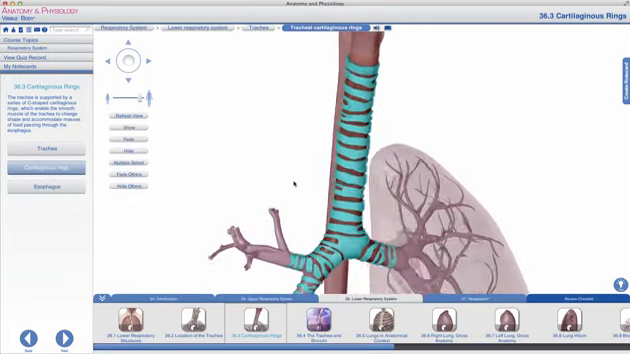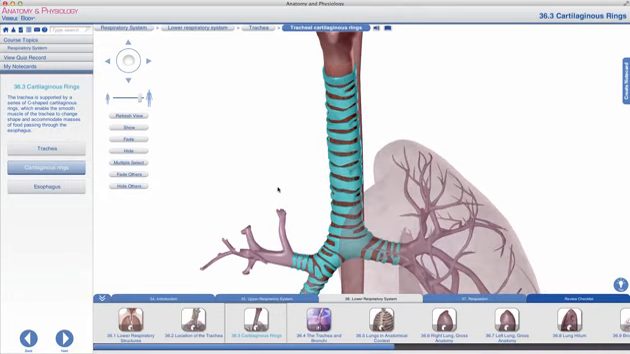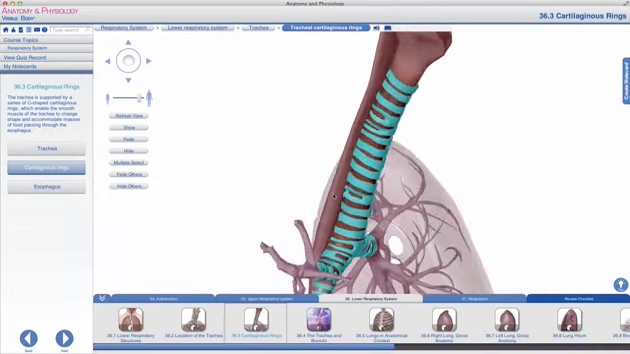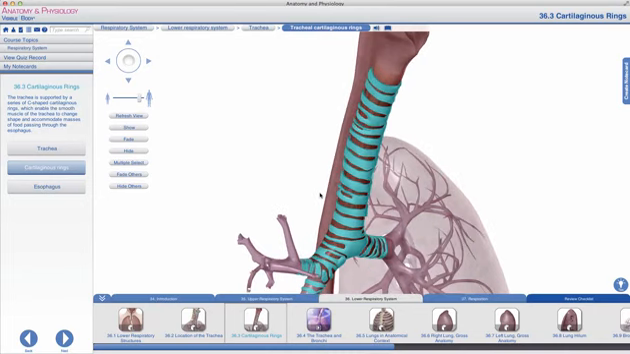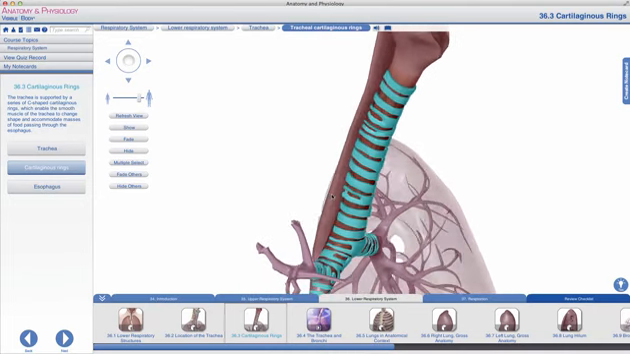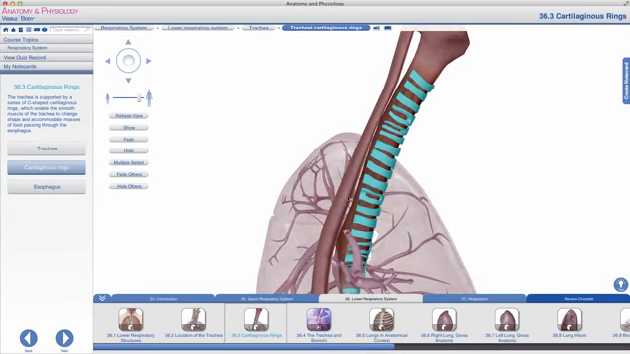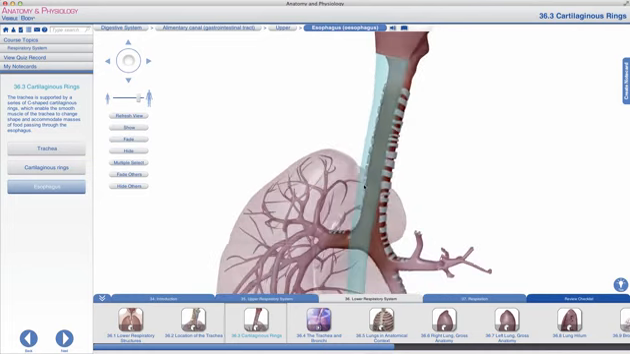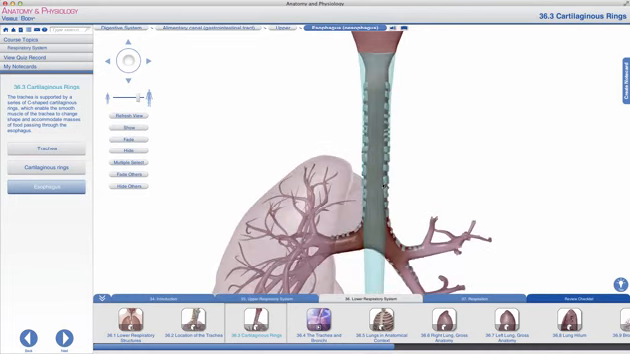These cartilaginous rings are formed with hyaline cartilage, which is both sturdy and flexible at the same time. If you run your finger along the front of your throat, you can feel the ridges formed by these cartilaginous rings. You'll also notice that the structure is anterior to the muscular esophagus. If we fade this esophagus and take a look at this posterior view of the trachea, you see these cartilaginous rings are not complete around the entire body of the trachea.